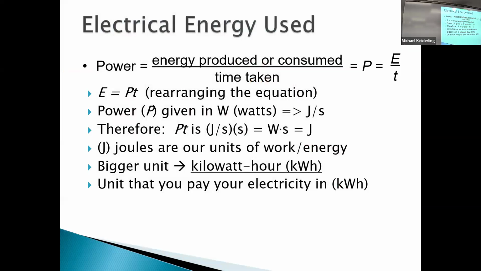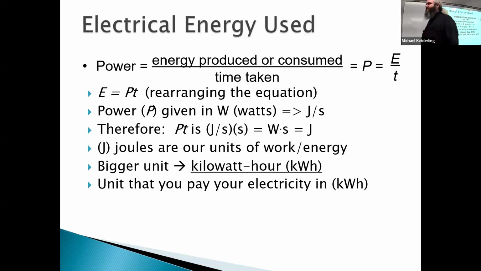Now, electrical energy used is again going to be power times time. In our day-to-day life, we tend to measure this in kilowatt hours. Kilowatts times hours. Now, we could measure it in joules. That would be watts times seconds. But we do measure it in kilowatt hours.